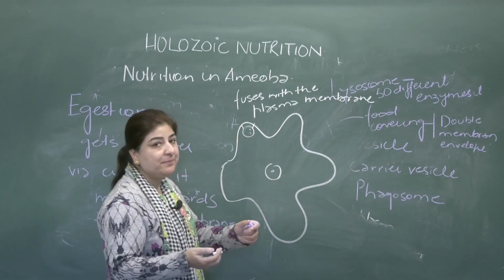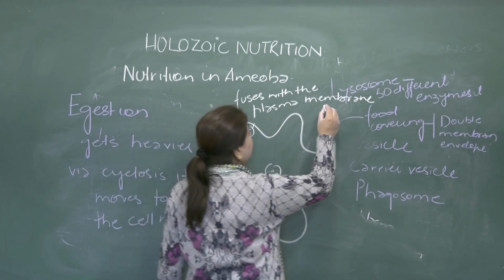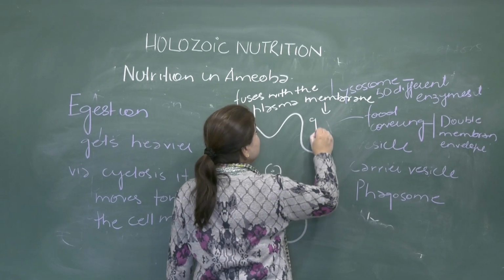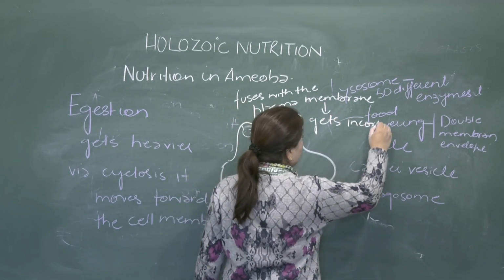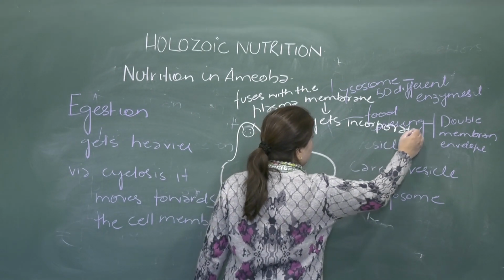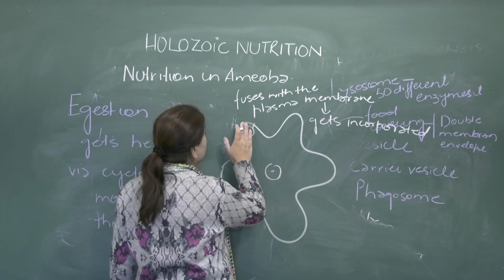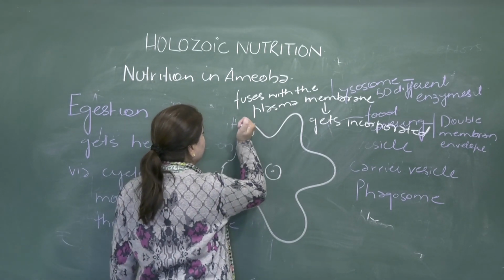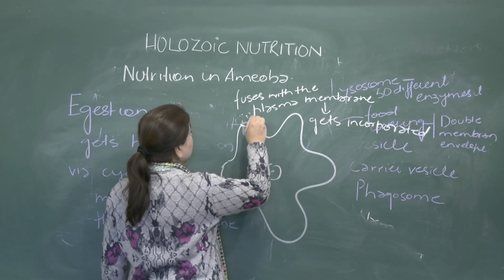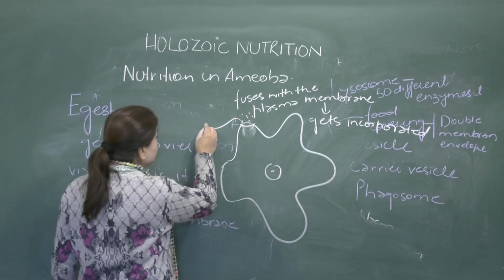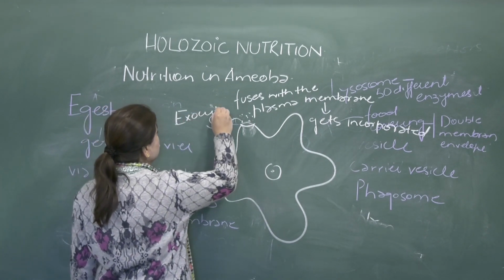Once it fuses with the plasma membrane, it gets incorporated in the plasma membrane. Once it gets incorporated in the plasma membrane, the undigested food is thrown out. So the undigested food is thrown out with the help of the process known as exocytosis.